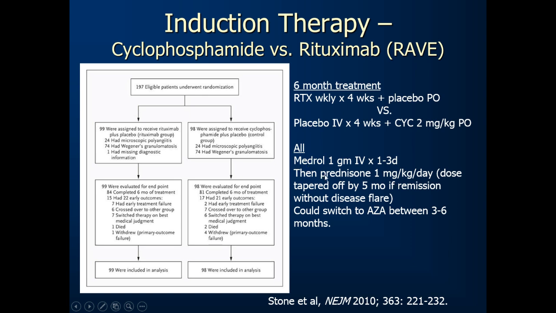All of the patients received Medrol 1 gram for 1 to 3 days, so you had some leeway with what was done with the patients. And then prednisone 1 mg per kg per day, tapered off by month 5 if there was remission without disease flare. And you could switch to azathioprine anywhere between 3 to 6 months. The maximum cyclophosphamide that anybody received in this group was 6 months, and everybody by 6 months was on azathioprine as their maintenance therapy. So similar prednisone tapering, and similar maintenance therapy.